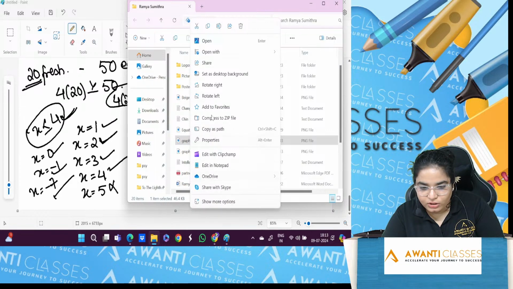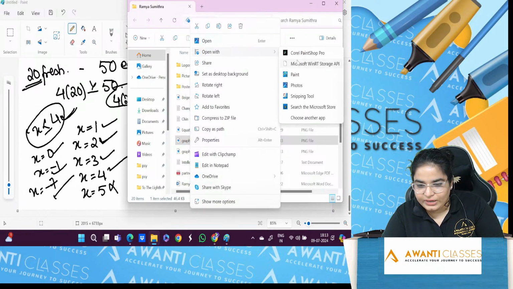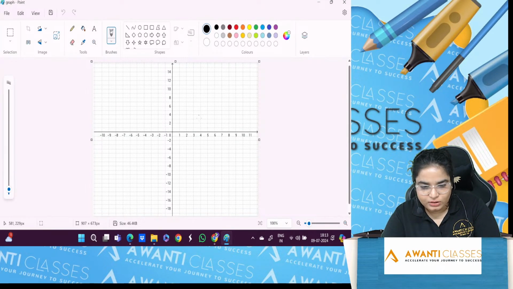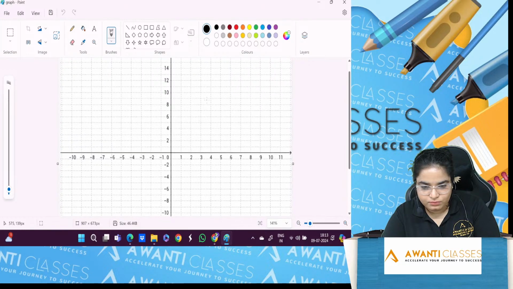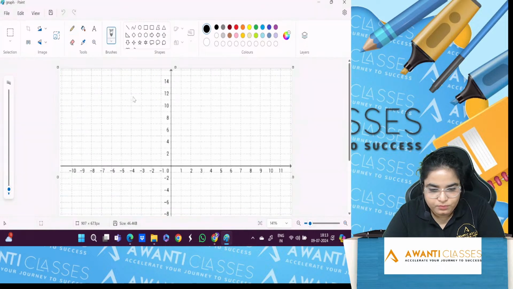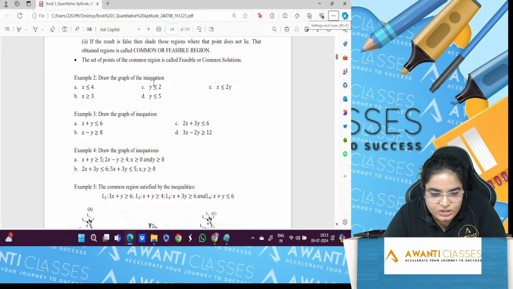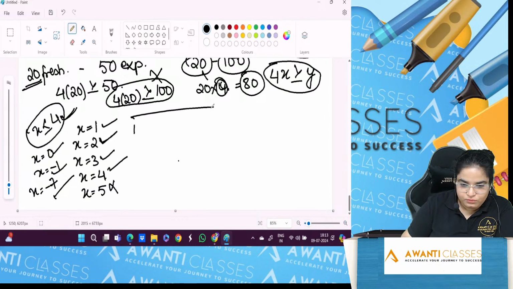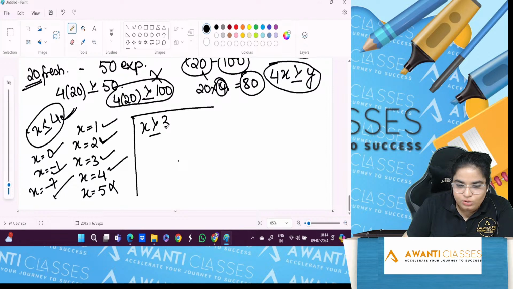Similarly, can you try and draw the B? We did x is less than or equal to 4. Can we now try the B? Okay. What is B? X is greater than or equal to 3. Okay. What is the next one? X is greater than or equal to 3.